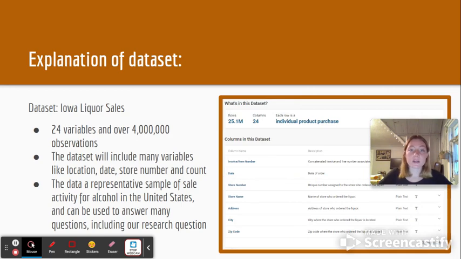All right, so first, a little explanation of our data set. Once again, the data set we used was Iowa liquor sales. This data set includes 24 variables and over 4 million observations, which are spread out over 24 columns and 25.1 million rows. The data set will include many variables like location, date, store number, and count.